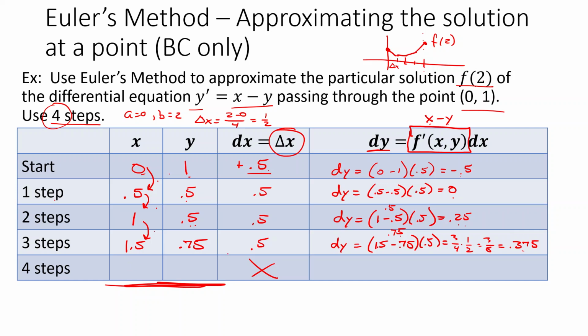All right, so our x, if we go up by another 1/2, will get us to 2. That's what we wanted to do. We wanted to find what f of 2 is, so we're at the end point for f. All right, so we go up by 0.375 here, so this is 0.75 plus 0.375, which is going to give us 1.125. So that means f of 2 should approximately be 1.125. All right, and that's how we do Euler's method.